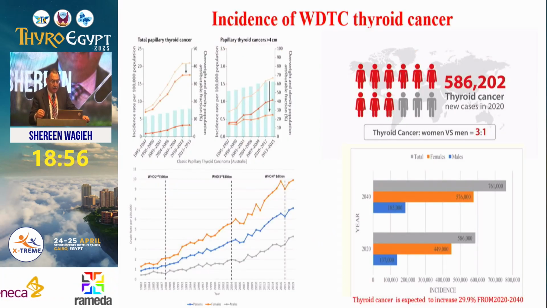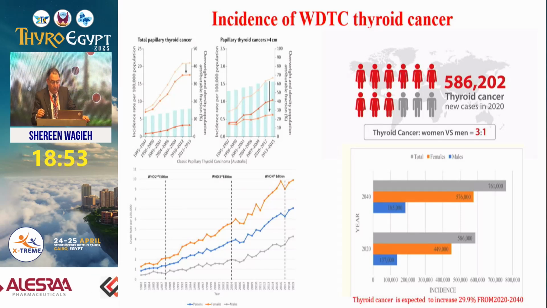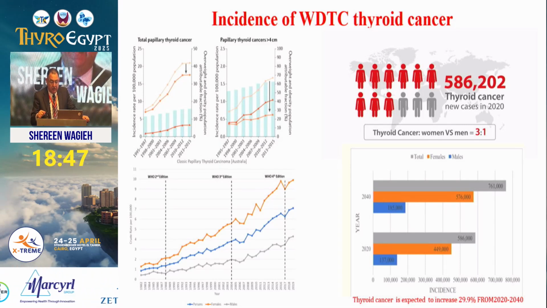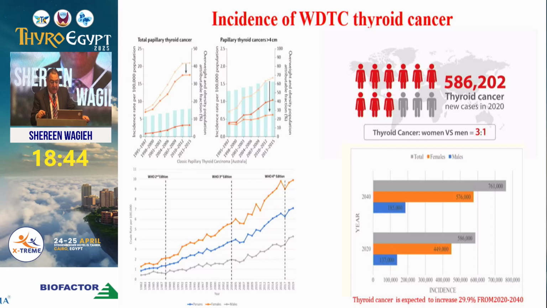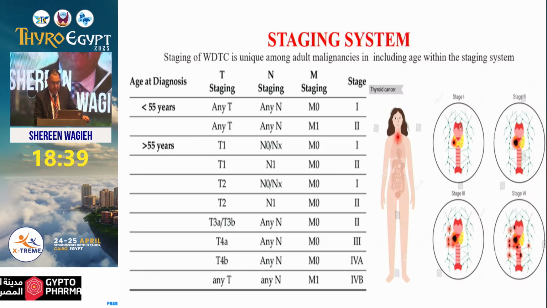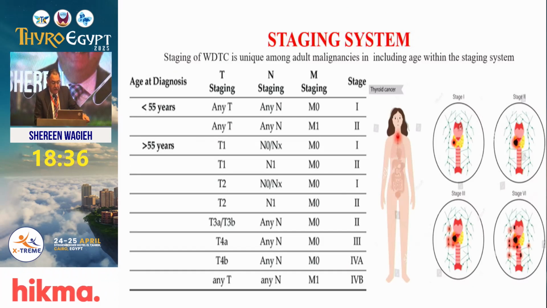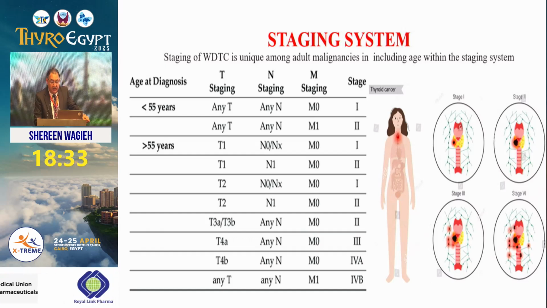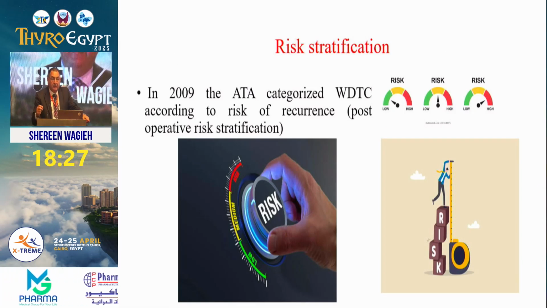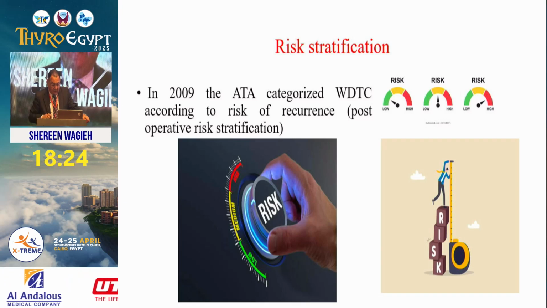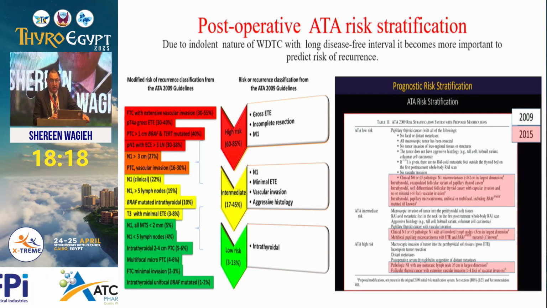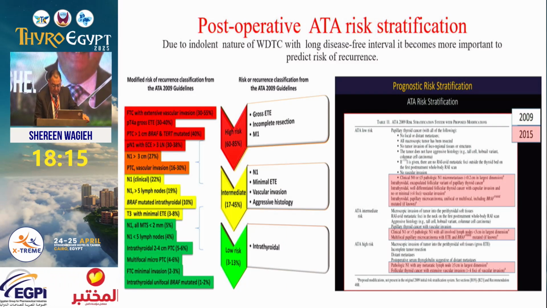There is an increase in the incidence of well-differentiated thyroid cancer over the last decades. In the year 2020, the number of cases approached 600,000 patients, with a female-to-male ratio of around 3:1. This incidence is expected to increase by around 30% in the year 2040. Well-differentiated thyroid cancer staging is unique in including age within the staging system. Also, in the year 2009, the American Thyroid Association categorized well-differentiated thyroid cancer according to risk of recurrence into low risk, intermediate risk, and high risk, with some modification in this stratification in the year 2015.